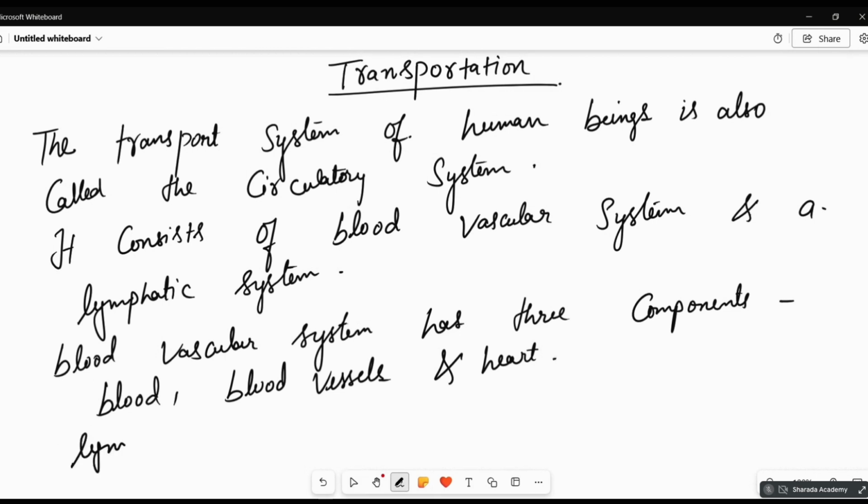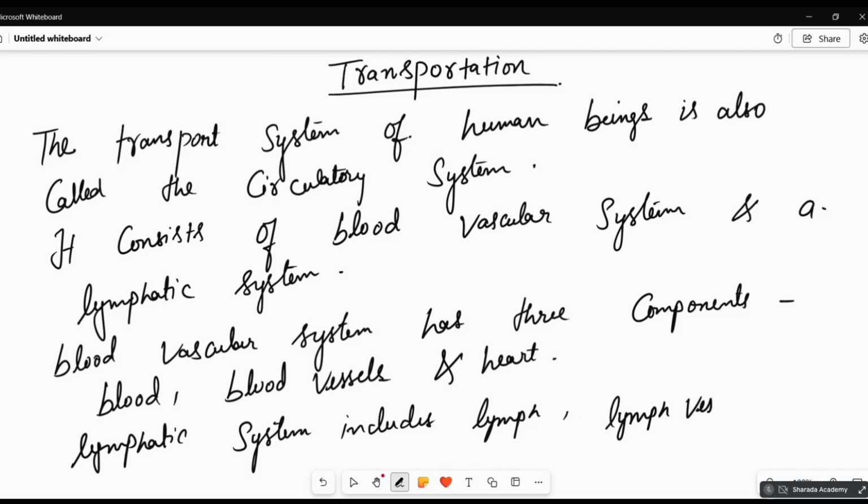Then the lymphatic system includes lymph vessels and lymph nodes.